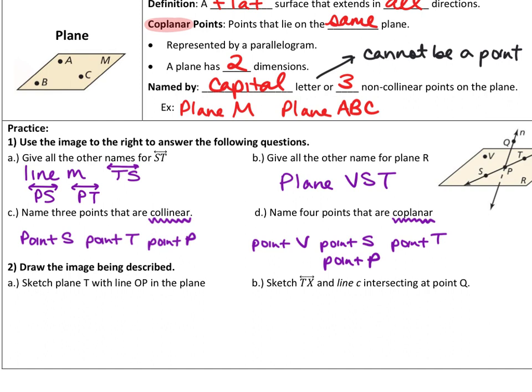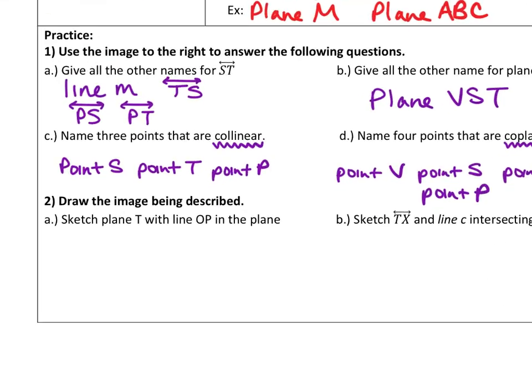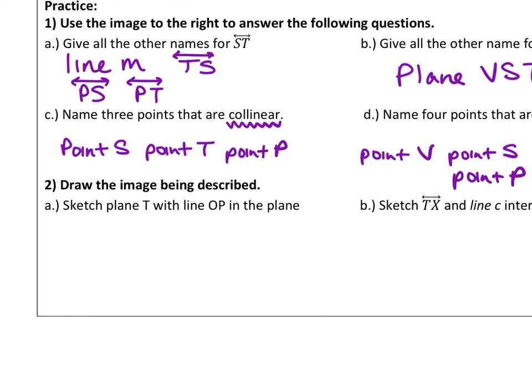Okay, now our turn to draw some images. In part A of number 2, it says draw the image being described. Sketch plane T with the line OP in the plane. Here are the things I know. I know that when I'm talking about a plane, it needs to be a parallelogram. So here's my plane T. That's a parallelogram. Check. Parallelograms indicate planes for us.